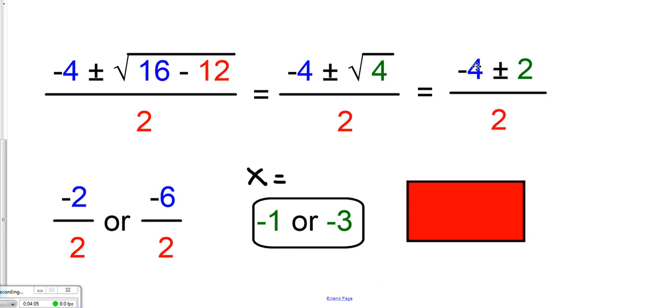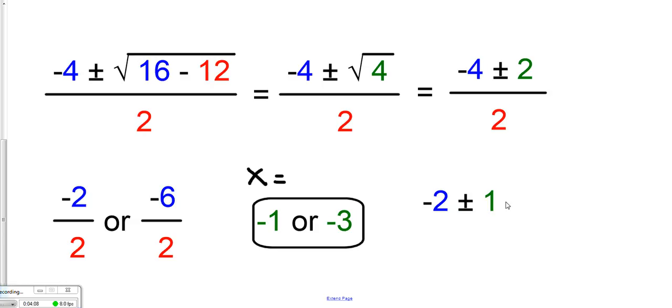The other option is, once I have it here, I can simplify individually. Negative 4 over 2 is negative 2. 2 over 2 is 1. So, negative 2 plus or minus 1. All I did was divide each of these separately by the 2. It's kind of like distributing, how you distribute and multiply each of those. You can distribute your dividing as long as you distribute to each piece separately. So, negative 4 over 2, negative 2, 2 over 2, 1, negative 2 plus 1 is negative 1, negative 2 minus 1 is negative 3. 2 different options, 2 different ways to get here.